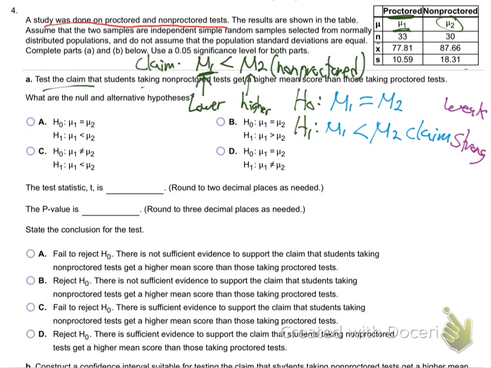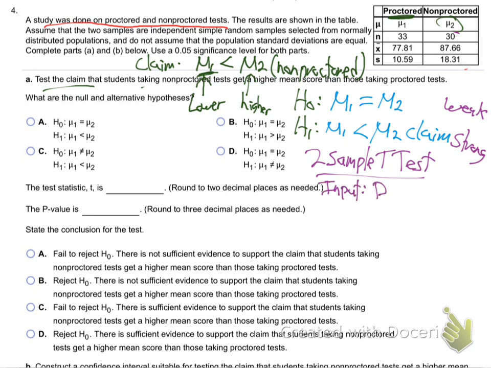Here we go. So this just 33 people took it proctored, 30 were not proctored. Two separate independent groups, not matched up in pairs in any way. So we're going to do the 2-sample t-test on our calculator. So I go to 2-sample t, and then it'll ask you, where's your input come from?